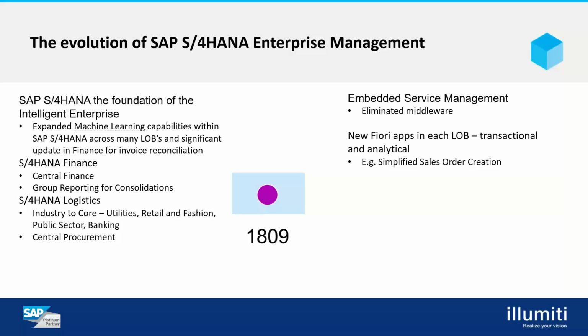One of the ones that I found interesting was sales order creation. It took a long time to appear as a new Fiori transaction in the SAP roadmap. It did make its appearance in 1809, and it's just one of the things I found interesting, because I thought that would be one of the first ones to come.